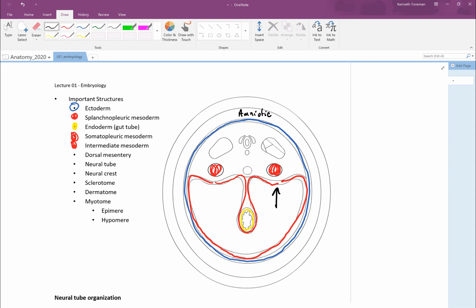Next, we have our dorsal mesentery, and this will become important when we talk about our viscera. But right here, this is our dorsal mesentery.